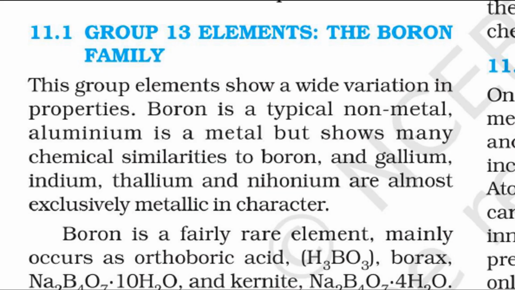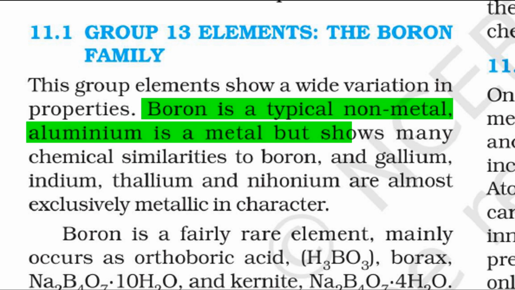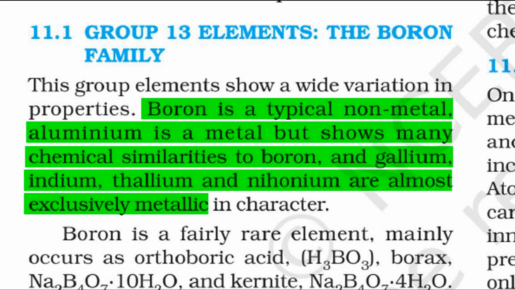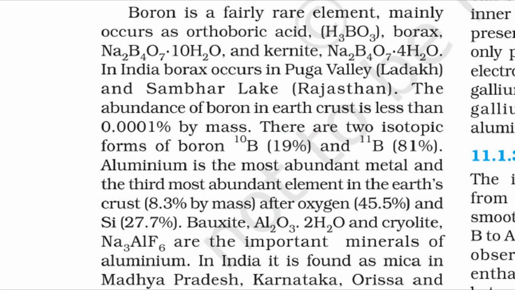13 elements, the boron family. So the first paragraph is about metallic character. In general, when you go down the group, metallic character increases. So boron is a non-metal, aluminium is a metal but shows some chemical similarity to boron. Gallium, indium, thallium are exclusively metals. So the next paragraph has a lot of data. The best way to remember is to revise again and again.